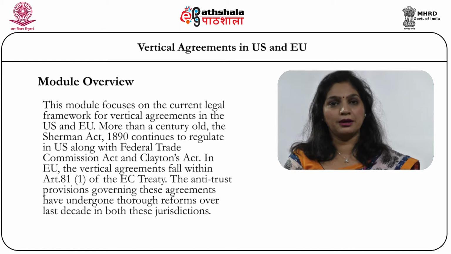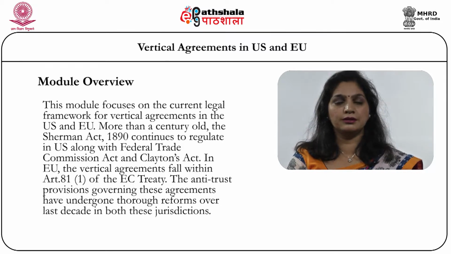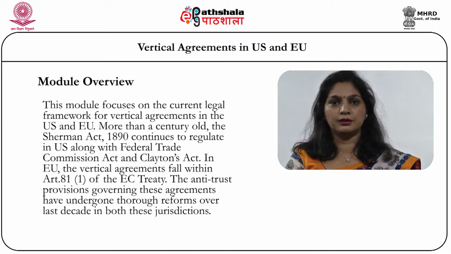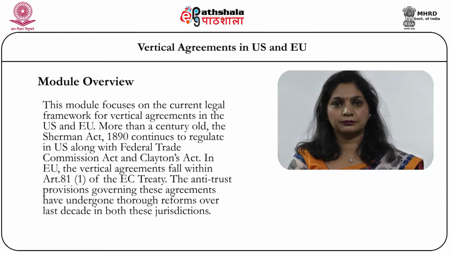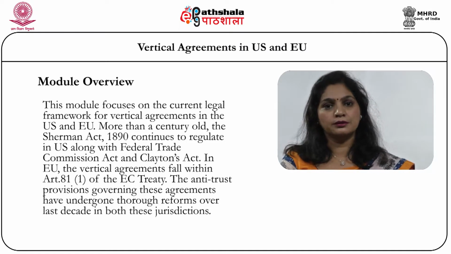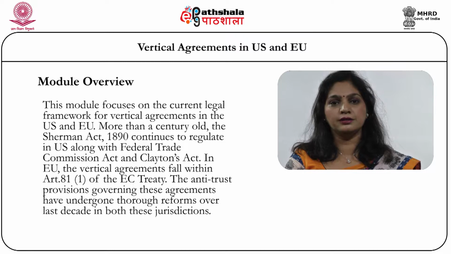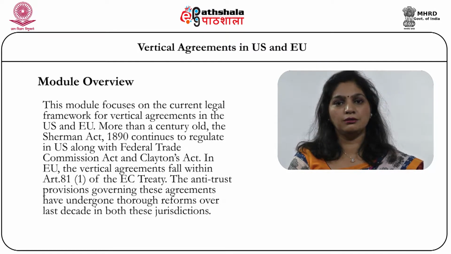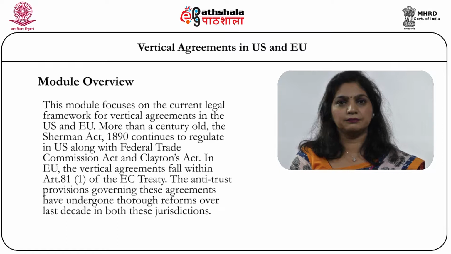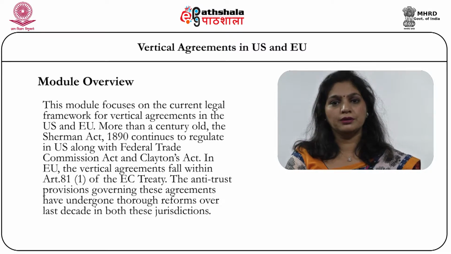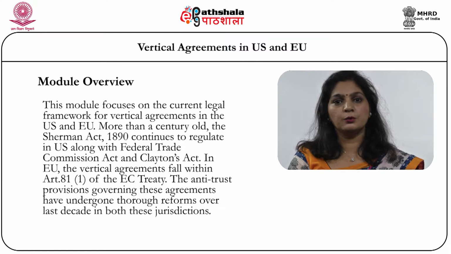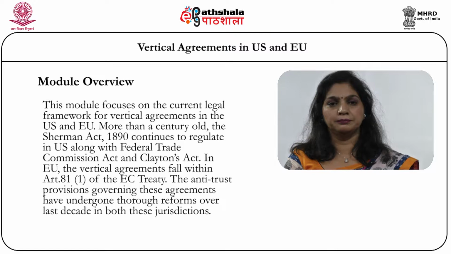This module primarily focuses on the current legal framework for vertical agreements as is there in the United States and European Union. More than a century old, the Sherman Act 1890 continues to regulate in United States along with the Federal Trade Commission FTC Act and Clayton's Act. In European Union, the vertical agreements fall within Article 81 subsection 1 of the EC Treaty.